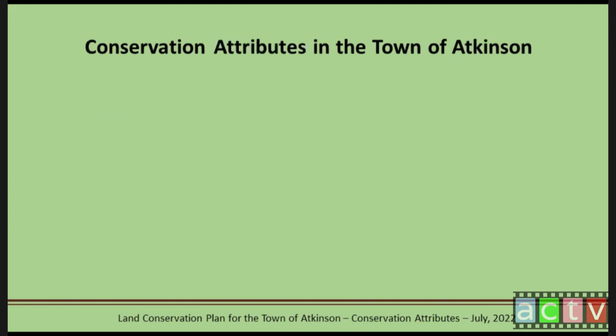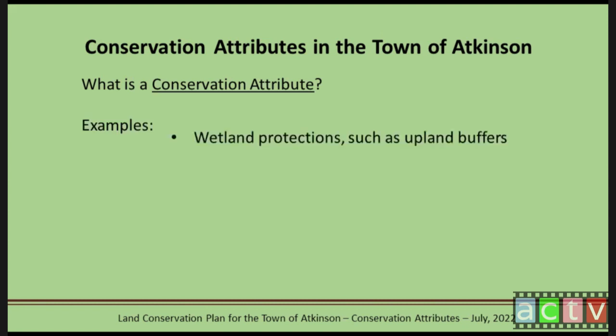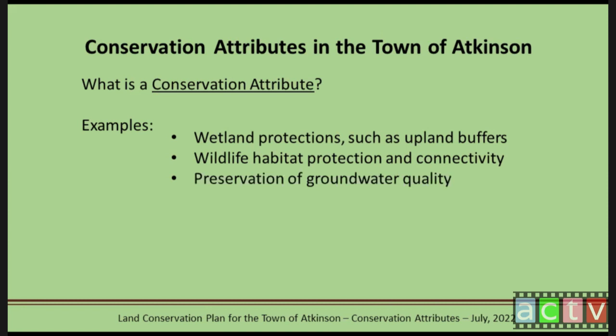So let's take a look at conservation attributes in the town of Atkinson. And what is a conservation attribute? It's best to give some examples. So one example would be wetlands protection, such as buffers around wetlands, wildlife habitat protection and connectivity between wildlife habitats. Those are of value. Preservation of groundwater quality, that's important to pretty much everybody. And opportunities for walking trails and education on our town-owned land. So those are conservation attributes.